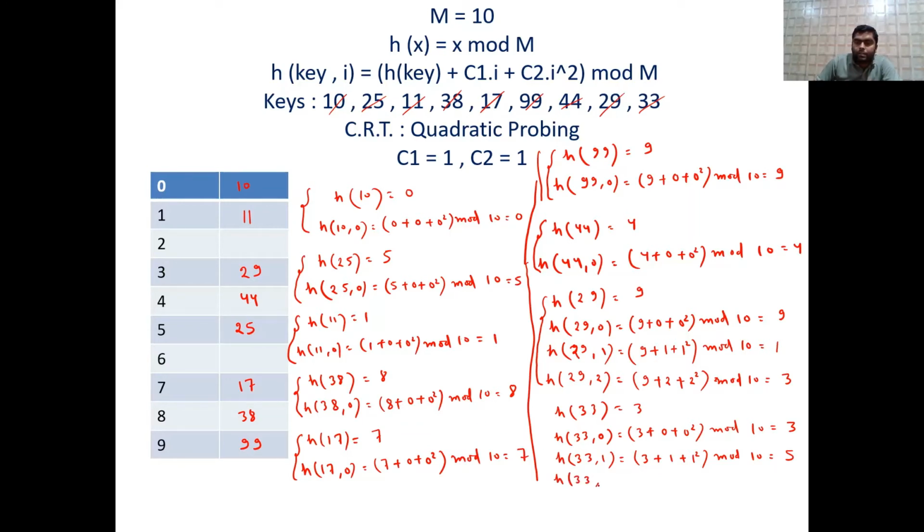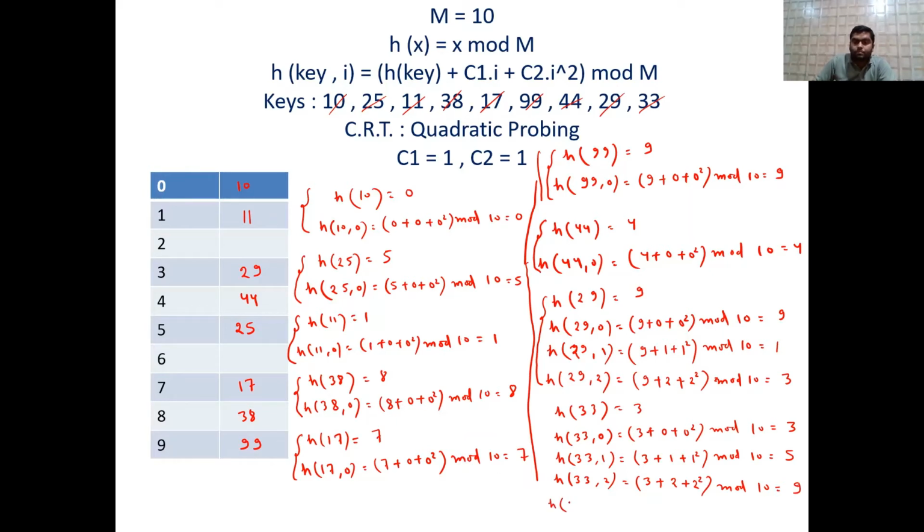So 33,2. Now observe what will happen at 2. h of 33 is 3, already calculated. So now next probe number is 2 and it is 2 square and mod of 10. So this will return 3 plus 2 is 5, 5 plus 4 is 9, 9 mod 10 is going to be 9. So at 9 already there. So now again change it.